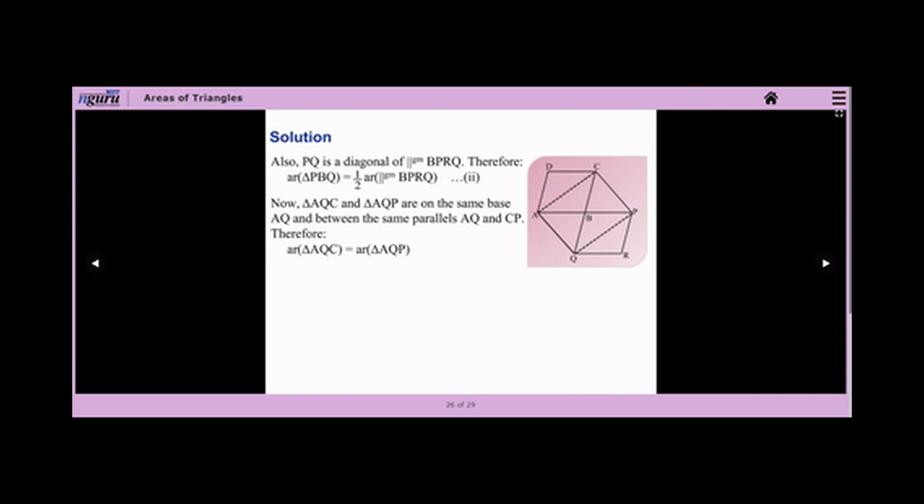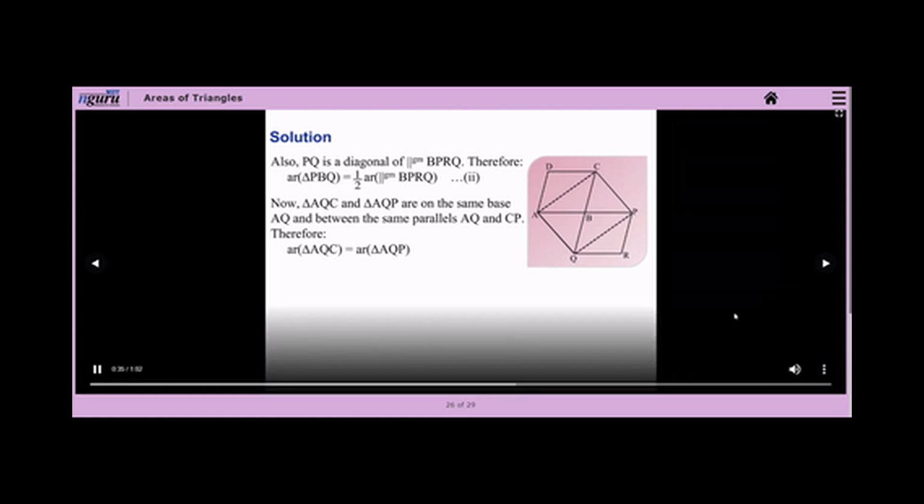Now triangles AQC and AQP are on the same base AQ and between the same parallels AQ and CP. Therefore, the area of the triangle AQC is equal to the area of the triangle AQP. What is the next step? AQC, ABC equal to QBP, ma'am.